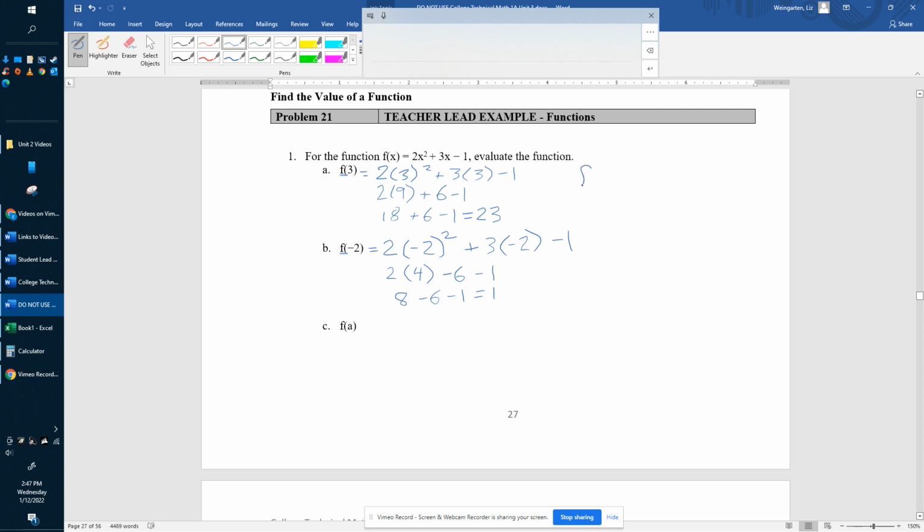So just to be clear, f of 3 equals 23. F of negative 2 equals 1. F of a. What? That's not a number. We can't evaluate that. This is actually kind of a nice one. All you have to do, change all your x's into a's. That's it. So instead of f of x, it's now f of a. So now it's 2a squared plus 3 times a minus 1. And we're done. That's it. That's f of a. We're good.